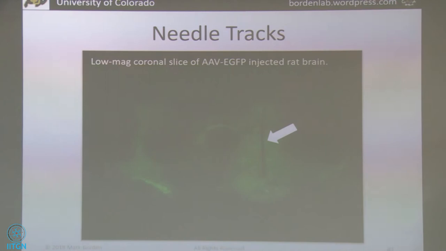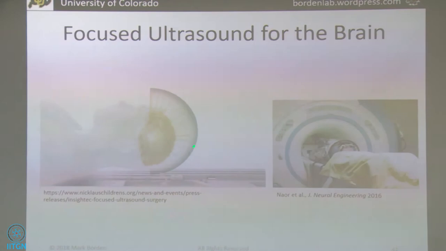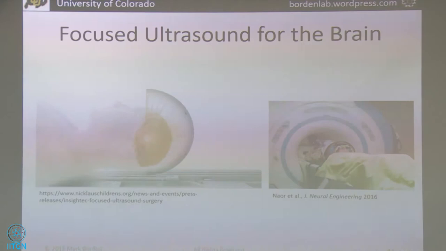So focused ultrasound for the brain is pretty high tech. It involves these parabolic arrays that are quite expensive. They have hundreds or thousands of array elements.